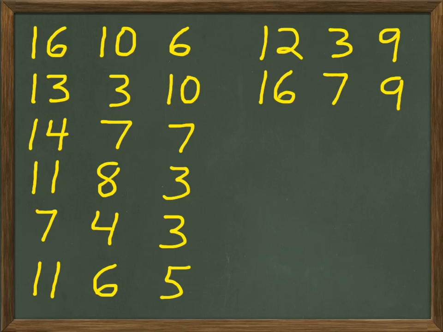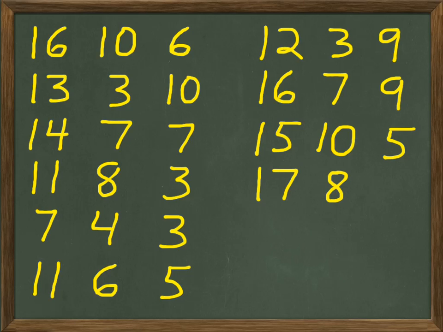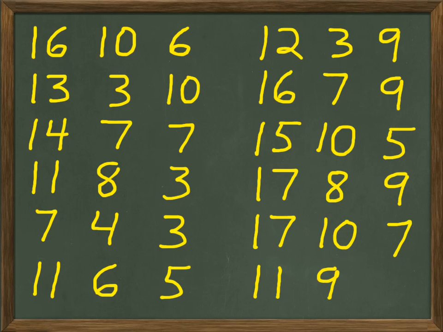Let's see, what shall we do next? How about 15 less 10? 15 less 10 leaves how many? That leaves a big 5. All right. How about 17 less 8? 17 less 8 leaves 9. Very good. How about 17 less 10? 17 less 10 makes how many? 17 less 10 would be, you're right, 7. Okay. How about 11 less 9? 11 less 9 are how many? Yeah, that's 2. Okay, let's do a few more.